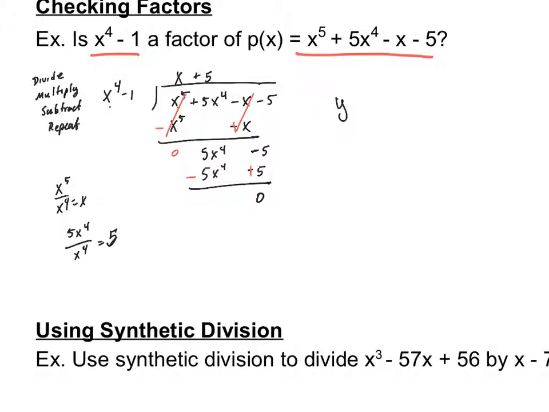So yes, x to the fourth minus 1 is a factor of p of x, because there's no remainder left over after our division problem. All right, let's look at this next example.